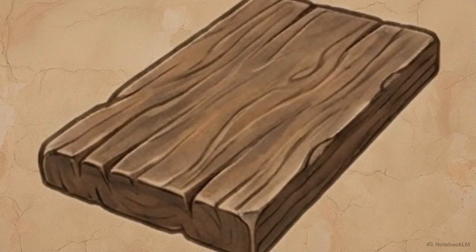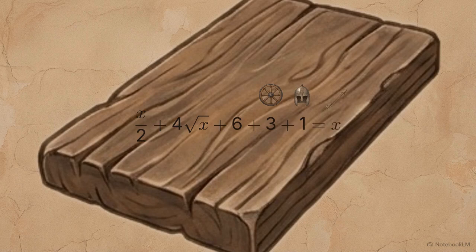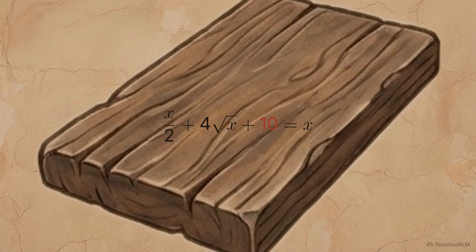This equation shows how the sum of those specific targets maps out. We have the half, the square root portion, and the individual targets, all equaling our total x. We begin by grouping the simple whole numbers together. 6, 3, and 1 give us 10. To eliminate the fraction at the start, we multiply the entire equation by 2. The x over 2 becomes x, the 4 becomes 8, the 10 becomes 20, and our total becomes 2x.